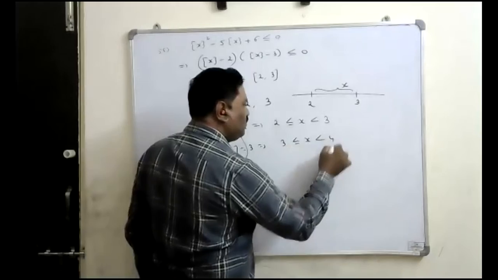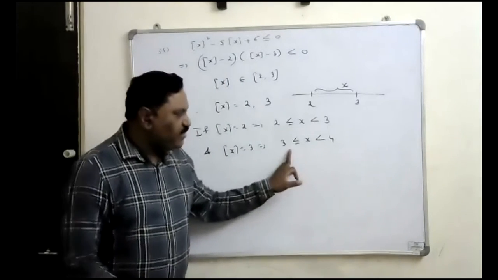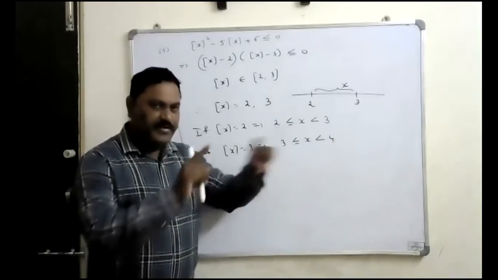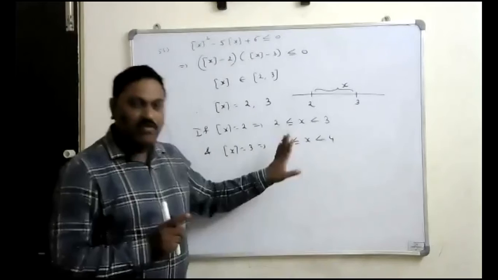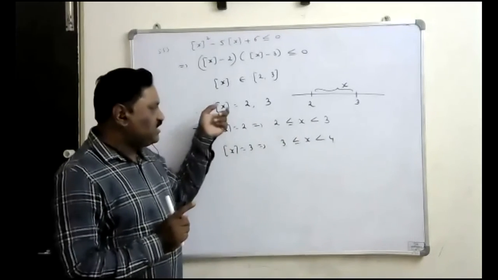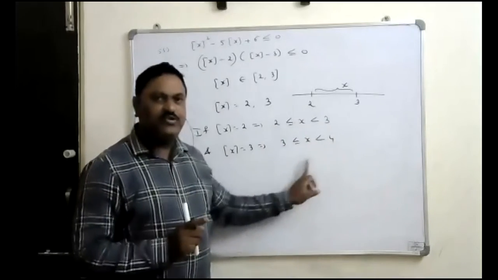It should lie greater than or equal to 3 and less than 4. If x value lies in between 3 and 4, not the 4, because when x equal to 4, integral part of the 4 is 4 only. But up to the 4, if I take x value, for all these values, its integral part of x is 3 only. That's why it is giving either 2 or 3, then x lies between 2 to the 3 or 3 to the 4.